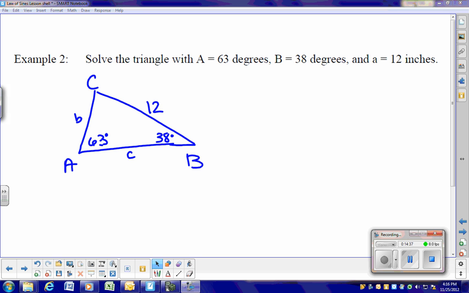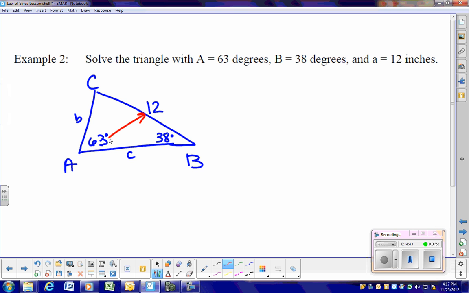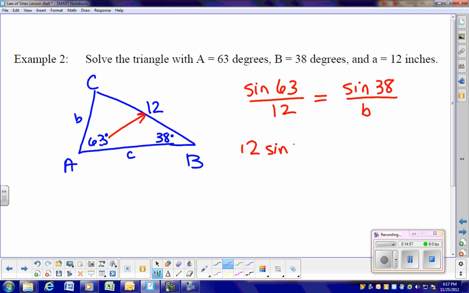Okay, my picture should have magically just appeared, and we're going to set this up again using law of sines because I see here that I have a side and an angle across from each other. So that will allow me to apply law of sines. So sine of 63 over 12 is going to equal sine of 38 over little b, and then we will cross multiply to get this.